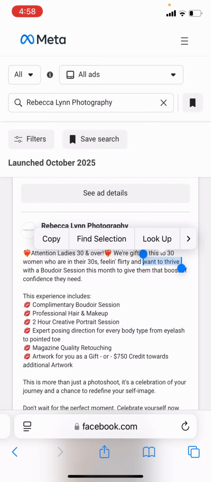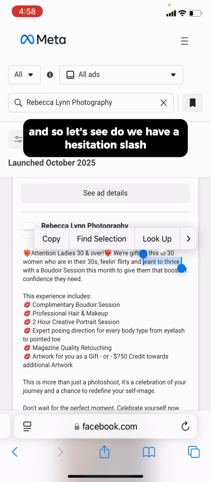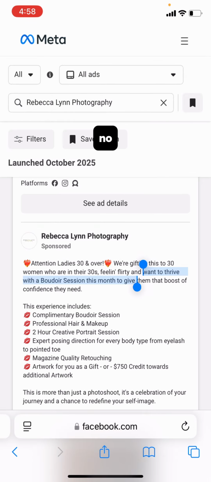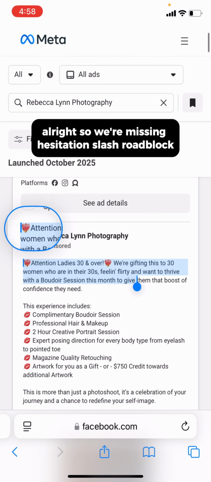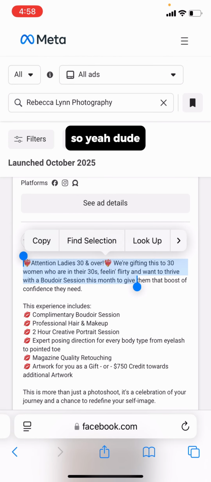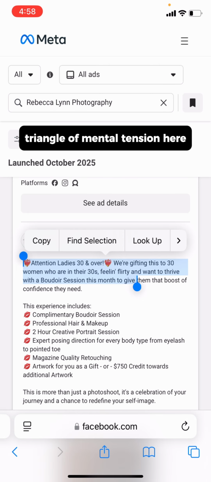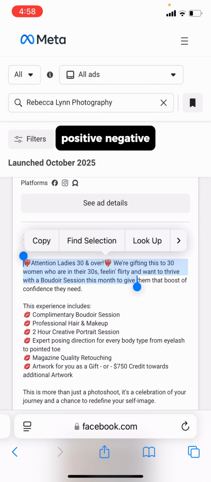And so let's see, do we have a hesitation / roadblock here in the first 2 3/4 lines? No. All right, so we're missing hesitation / roadblock. So yeah, dude, we're actually missing the very important triangle of mental tension here. Positive, negative, hesitation / roadblock.